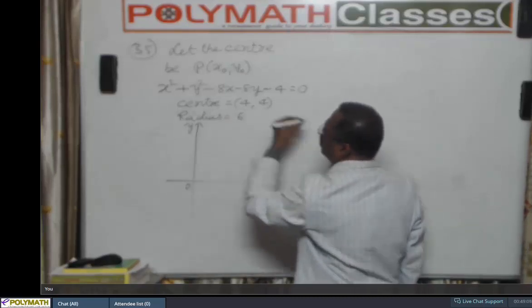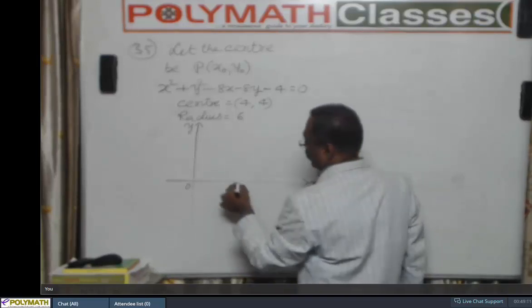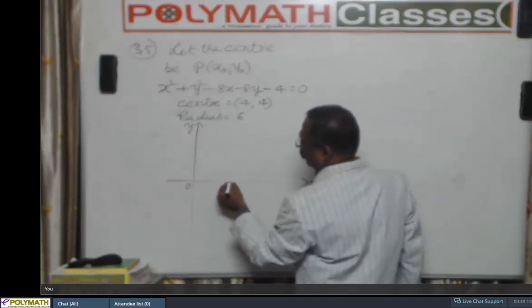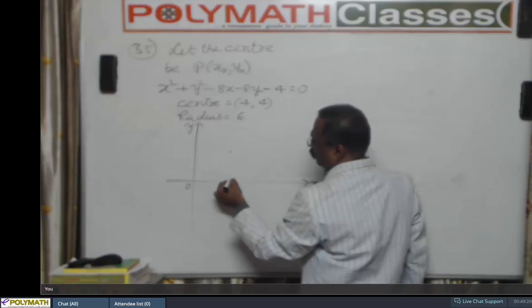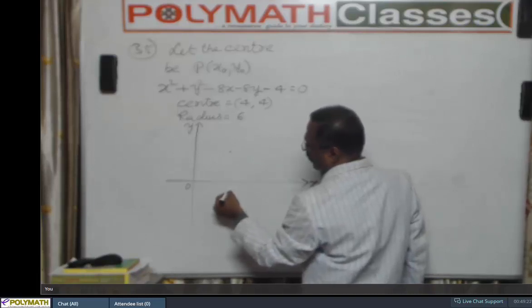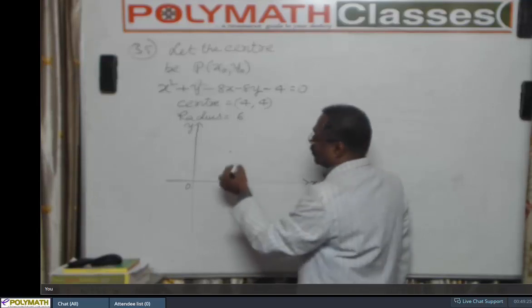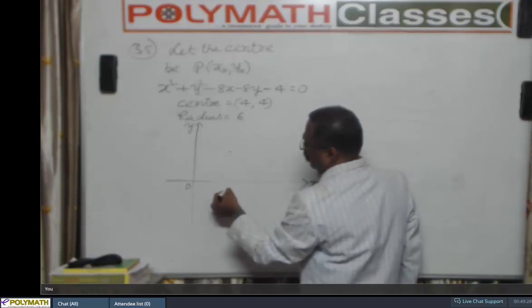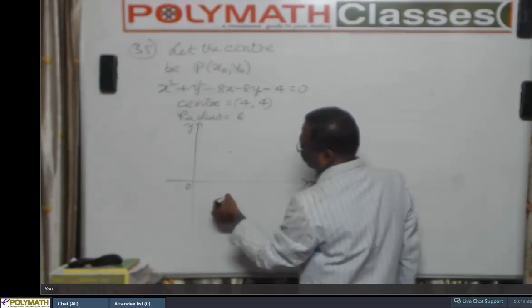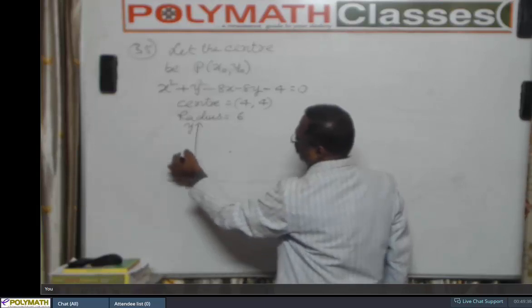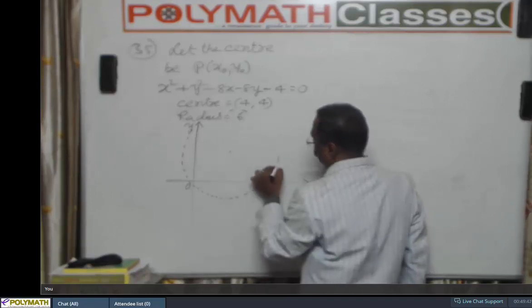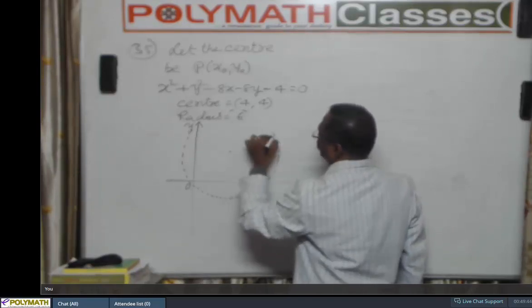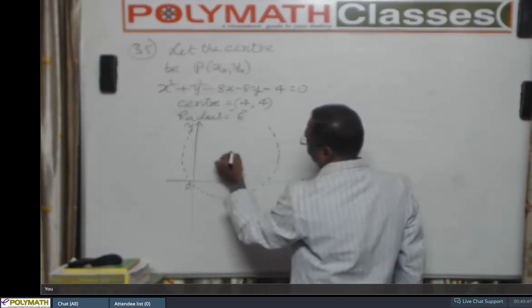And the center is given to be (4, 4) here. Let me take a smaller one, 4 and 4, and the radius is 6 here. So it is 4, and 6 goes below the x-axis. That means the circle will go like this, approximately. This is a circle whose center is (4, 4).